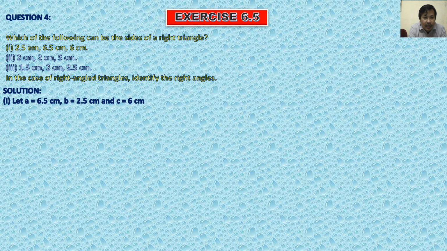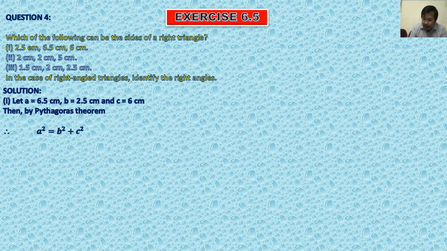So let A be 6.5 centimeter, B is equal to 2.5 centimeter and C is equal to 6 centimeter. Then let us see what we have. By Pythagoras theorem, we have A square is equal to B square plus C square. So this is what the Pythagoras theorem means: the square on the hypotenuse is equal to the sum of the squares of the other legs. If these values are the same, then it is a right angle, and we will tell where the right angle is.